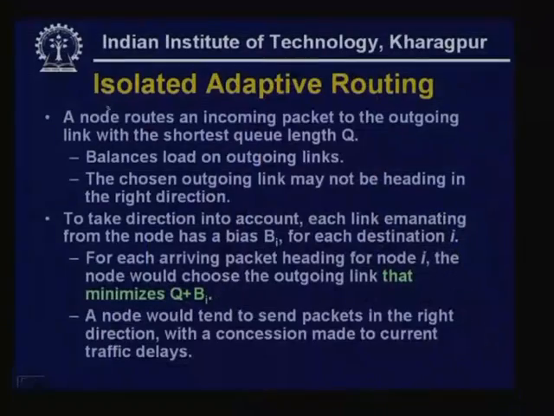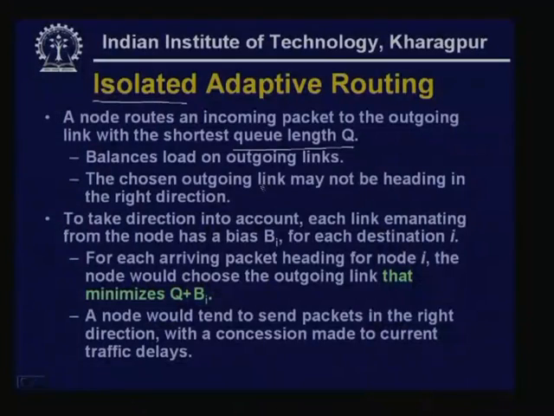It is essentially a local approach, and that is why it is known as isolated adaptive routing. In this case, a node routes an incoming packet to the outgoing link with the shortest queue length Q. So, the routing is done based on the queue length in different paths. The basic idea is that it will balance the load on outgoing links. The chosen outgoing link may not be heading in the right direction. Unfortunately, whenever it is based on the queue length of different links, there is a possibility that a packet will be headed towards the source rather than the destination.